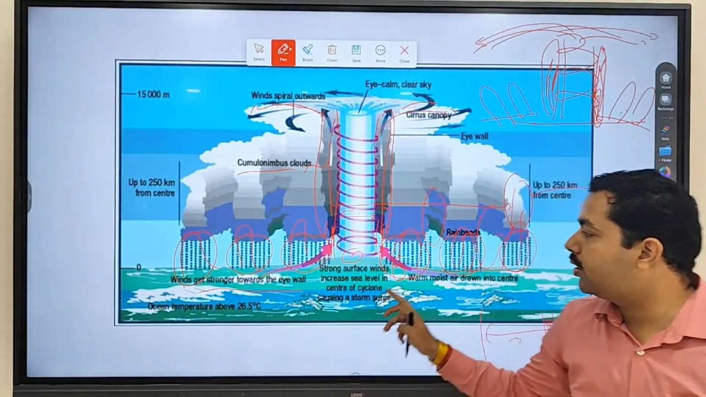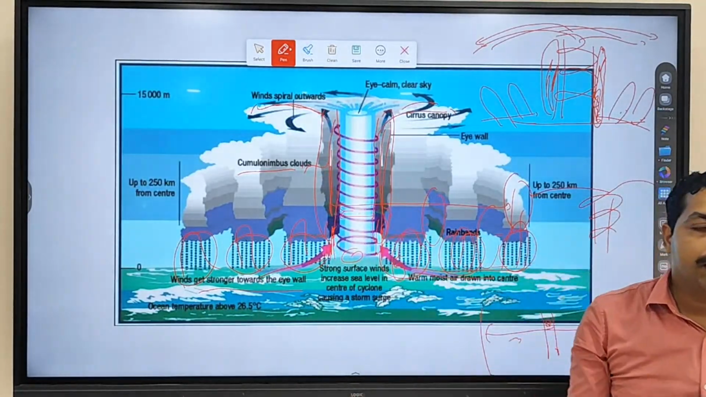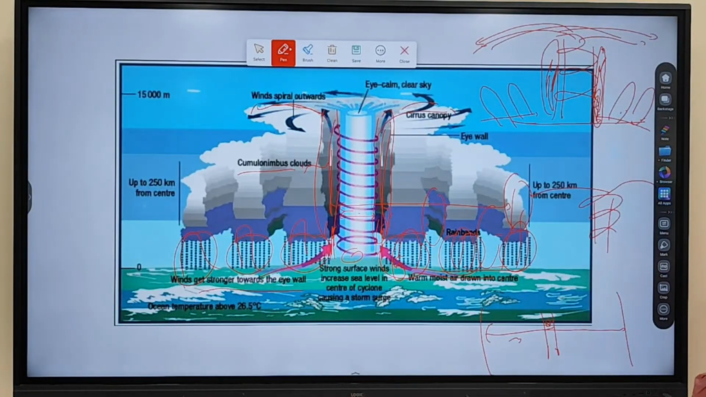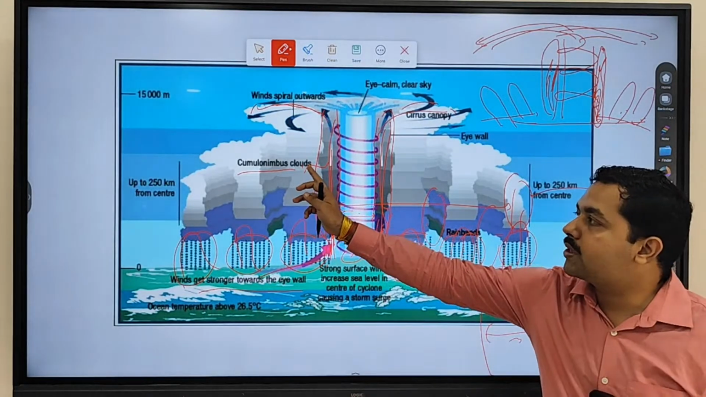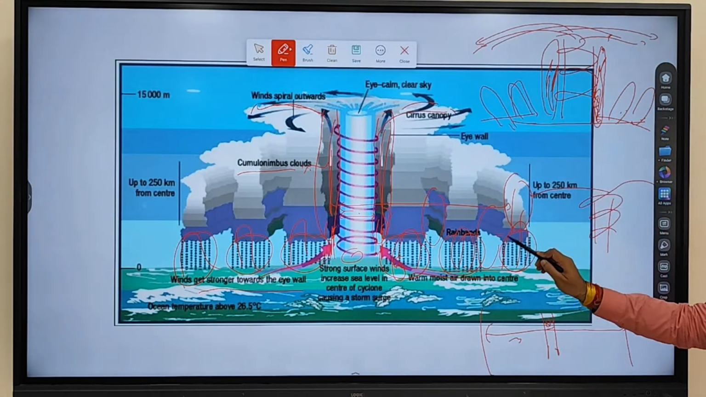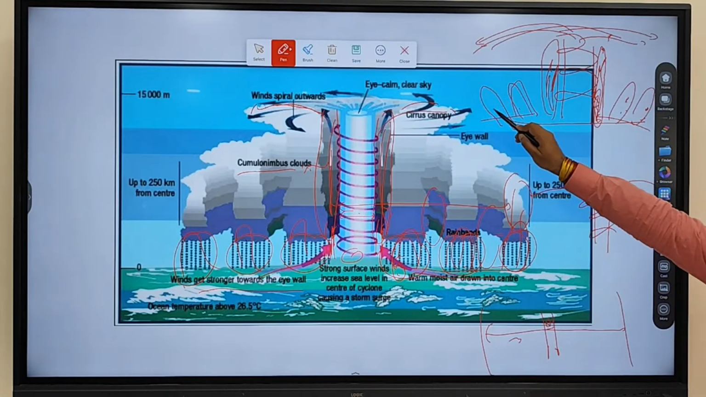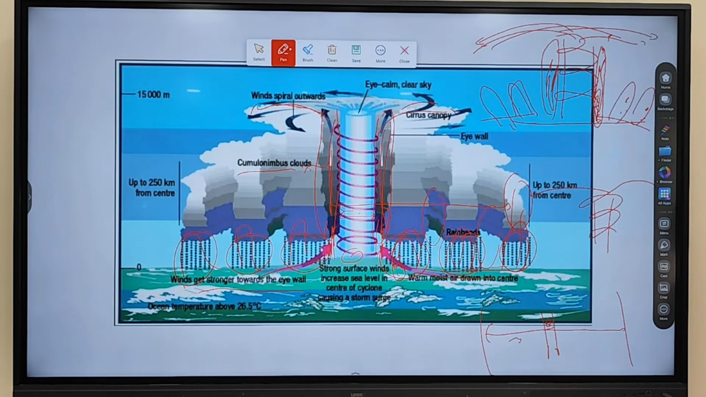So wind gets stronger towards the eye wall. It is written here that the winds are rising with a high speed, and when they are rising, they create which type of cloud? Cumulonimbus type of cloud, which will produce heavy rainfall. Fine. The diagram which you have done, those are clouds. These are convection bands, rain bands, indicating spiral bands. Clear?